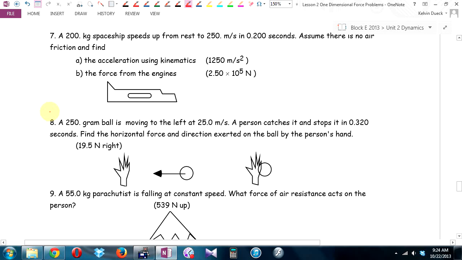You guys can choose between number 7 and number 8. We can either do the spaceship or we can do catching the ball because they're really the same question. In both of them, I see a mass, I see a velocity, and I see a stopping time. Spaceship. Spaceship? Okay. You see what I mean by they technically look like the same question to me? I think.